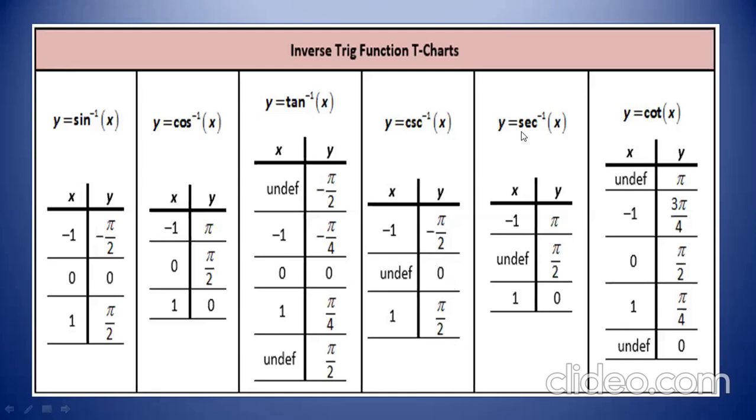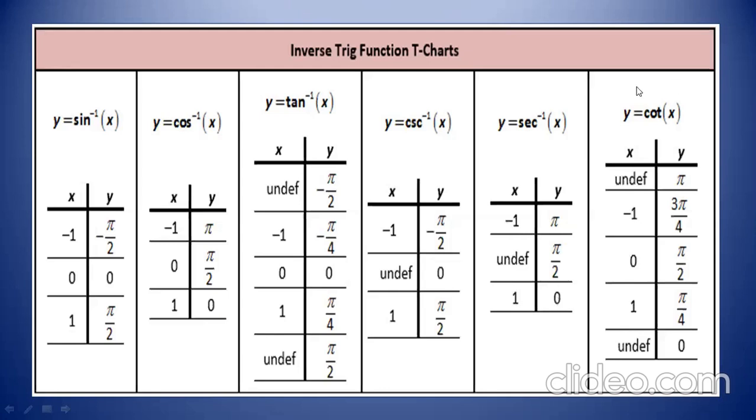Similarly, we can write the domain and range for sec inverse x. Sec pi, you know very well, is equal to -1, and sec 0 degree is 1, but sec pi by 2 is an undefined value. So it means the domain is R minus the open interval (-1, 1), and range is 0 to pi except pi by 2.